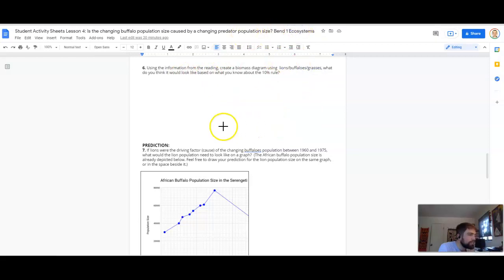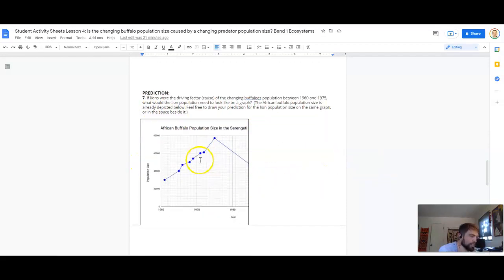So you'll draw that and describe what's happening with 10% on each pyramid. And you can do a little bit more research as you go up. Then make a prediction about what is happening with the lions. If they were the driving factor of the buffalo population size changing, what would the lion population need to look like? The African buffalo population is already depicted below, but feel free to draw your prediction on the same. So just draw the line of lions and what it would look like.